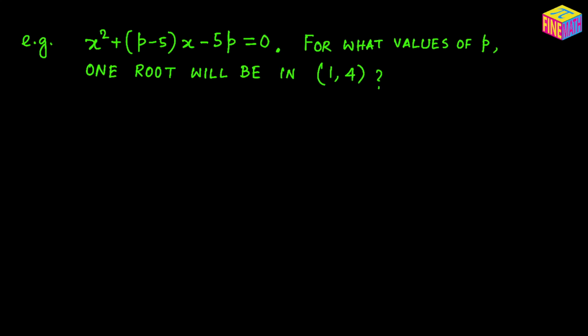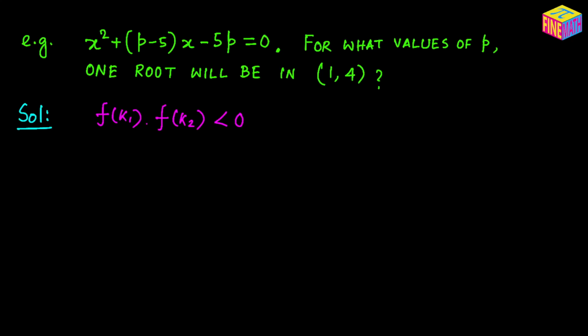That means exactly one root of this quadratic equation will be between positive 1 and positive 4, and for what values of p. So we have to find out the values of p for which exactly one root of this quadratic equation will be between positive 1 and positive 4. So let's try to solve the problem. Now what is our necessary condition? Our necessary condition is like this: f of k sub 1 times f of k sub 2 has to be less than 0, has to be negative. This product has to be negative.